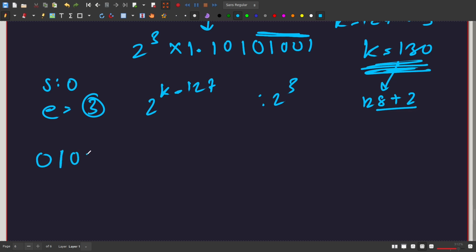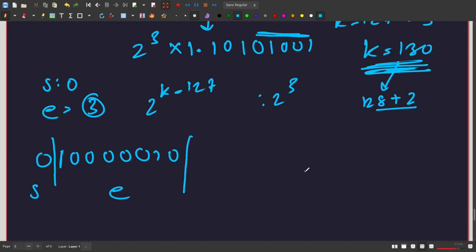So 1 2 3 4, wait, 1 2 3 4 5 6 7 8. My god, I feel lost. I think this is it. 1 2 3 4, 1 2 3 4. Yep, that makes sense. Okay, so let me just be very precise here. So this is the sign bit, this is the exponent bit.